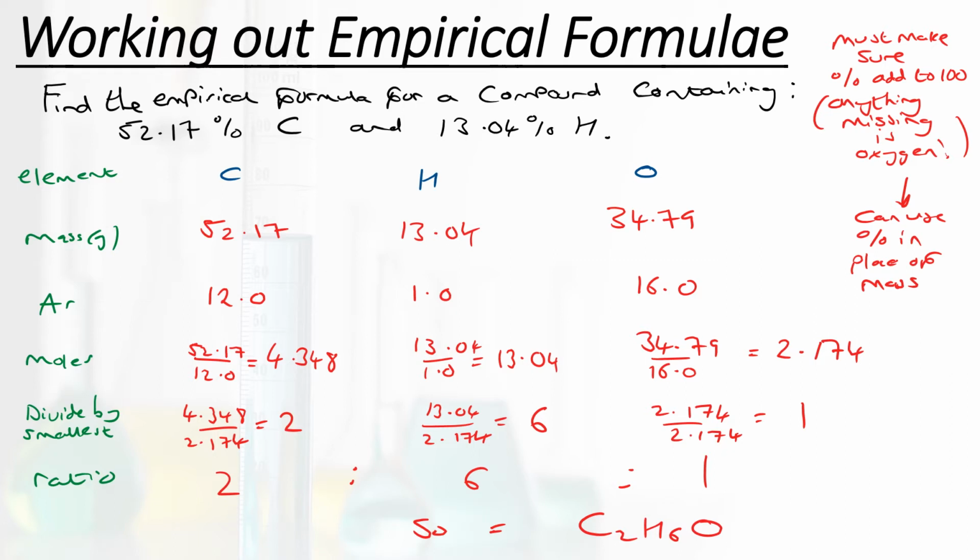It also doesn't matter too much if we have slightly bigger or slightly smaller numbers, so it could be that our ratio of carbon actually comes out to be 2.01, hydrogen comes out to be 5.98. You kind of get the idea. We round to the nearest whole number essentially, as long as it's not too far away. So we always want a whole number ratio.